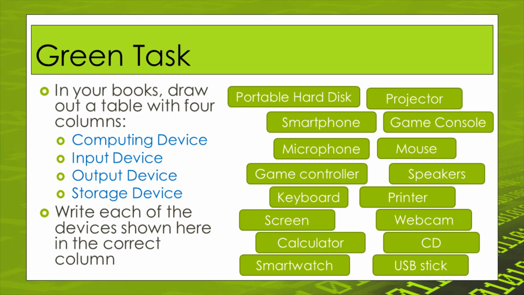Okay, now a task to do in your books. Draw out a table with 4 columns. 1 column for computing devices, 1 column for input devices, 1 column for output devices, and 1 column for storage devices. Then take all the devices shown on this screen and place them in the correct columns. The answers for this will be shown in a few seconds, so pause the video if you need more time to work on it.